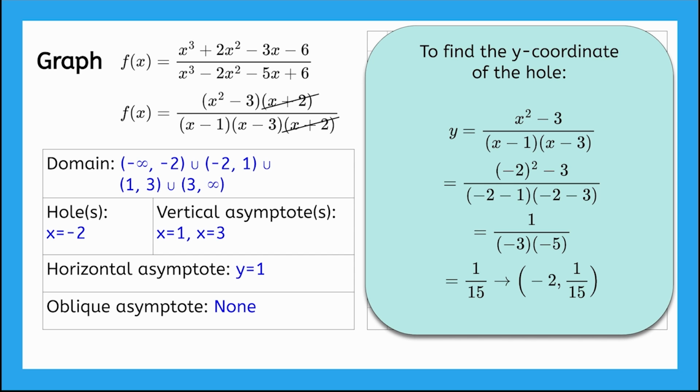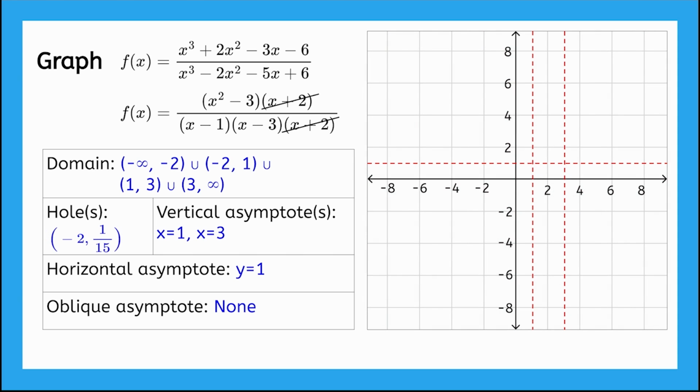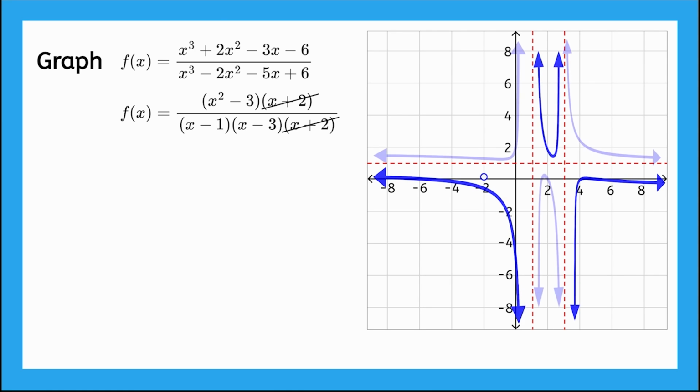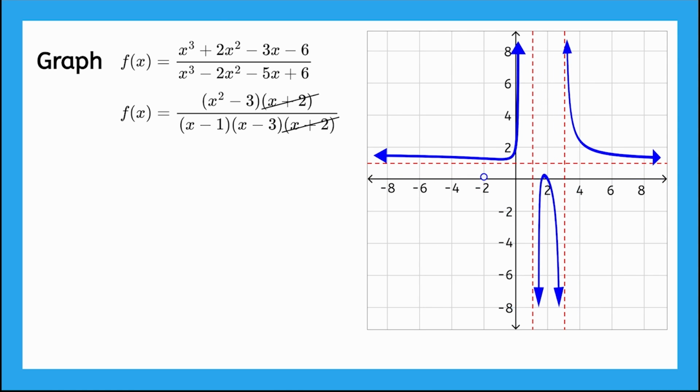Substituting negative 2 for x gives us y equals 1/15. That means that the hole is at negative 2, 1/15. Sketch that in also using an open circle. What can we do next? We need to know what the function is doing in these various sections, don't we? It could look like this, or like this, or like none of these.